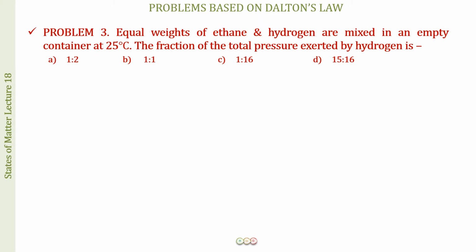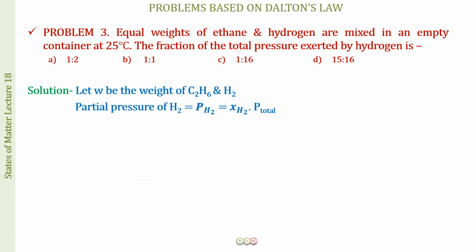So now what is given to us is that both the gases are of equal weights. Let that weight be W. And we have to find out the fraction of total pressure exerted by hydrogen. For that, what you require is the partial pressure of hydrogen to the total pressure. So first of all we want to find out the partial pressure exerted by hydrogen.